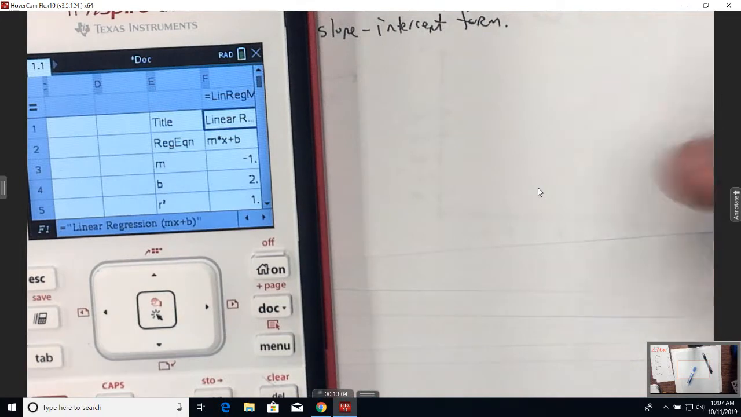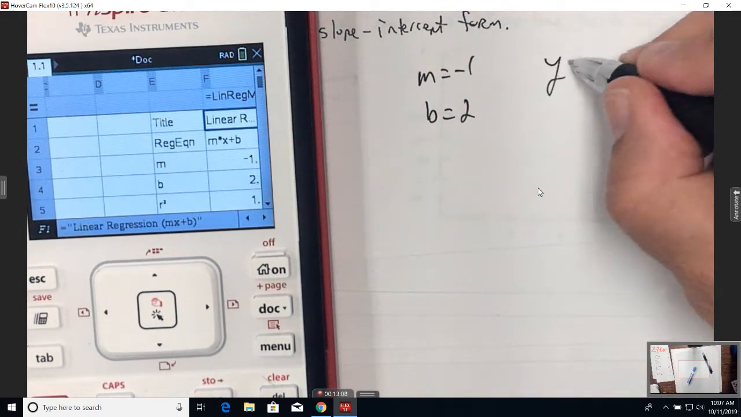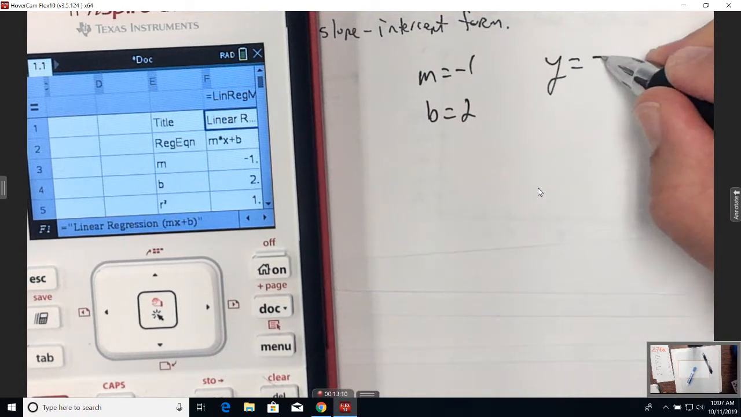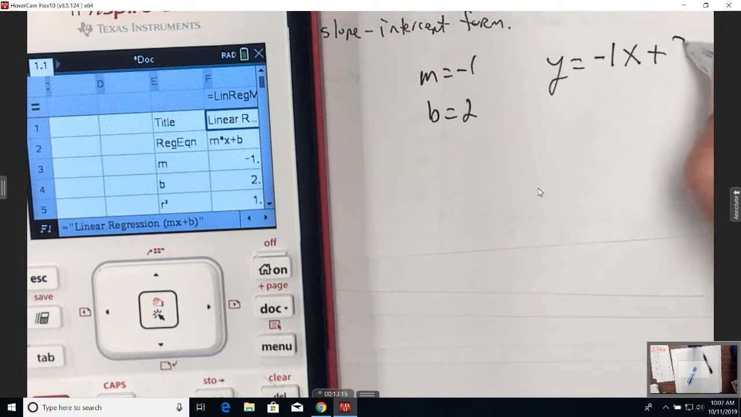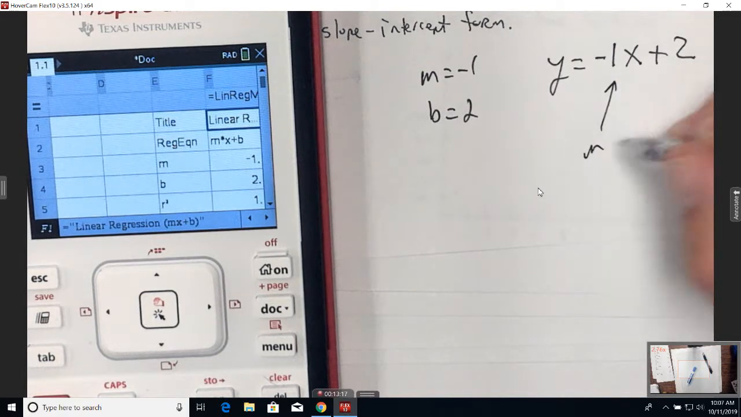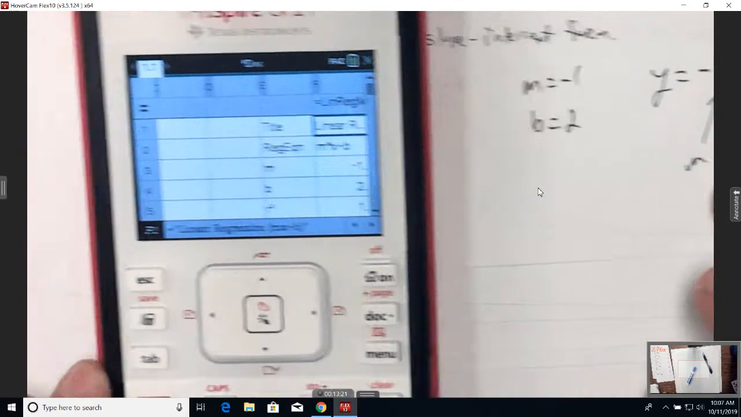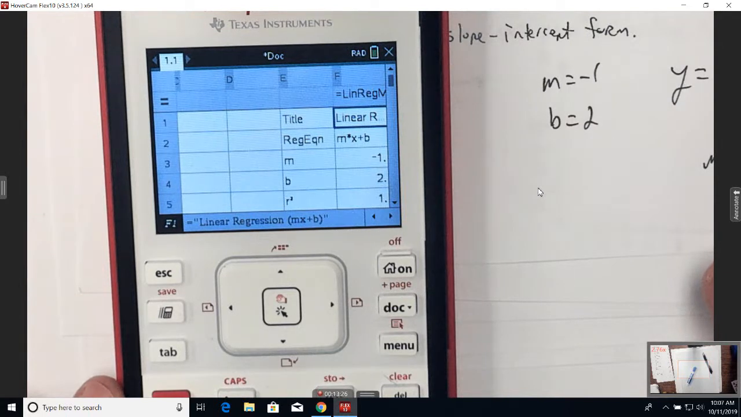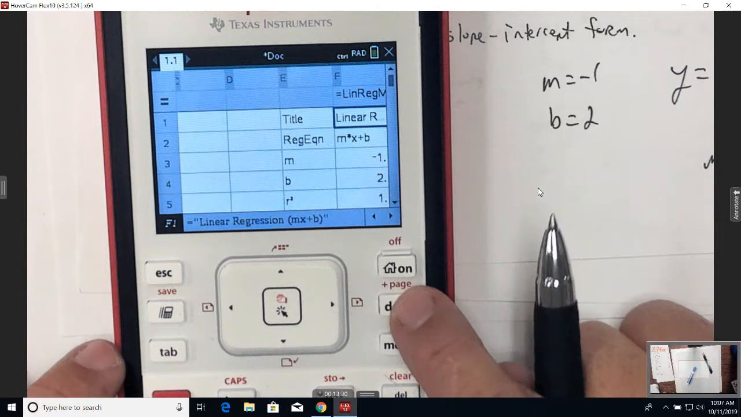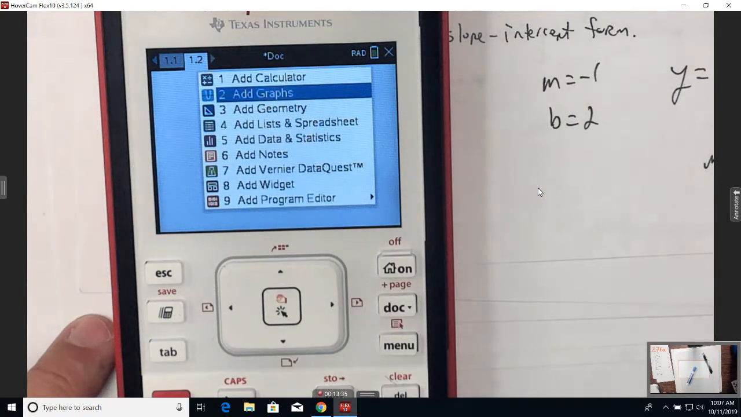So if I know my slope is negative 1 and my y-intercept is 2, can y'all tell me the equation in slope-intercept form? Negative x plus 2. That's my m value and that's my b value. Now my calculator will do that for me. Y'all remember how to get a picture of the graph? How do I add the graph? Sit up, please. Hit Control, add a page. And we're going to add the graph, which is number 2.